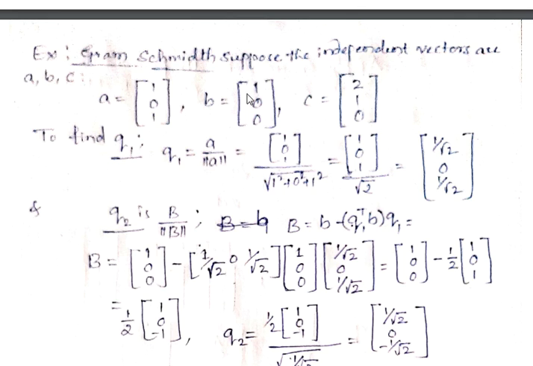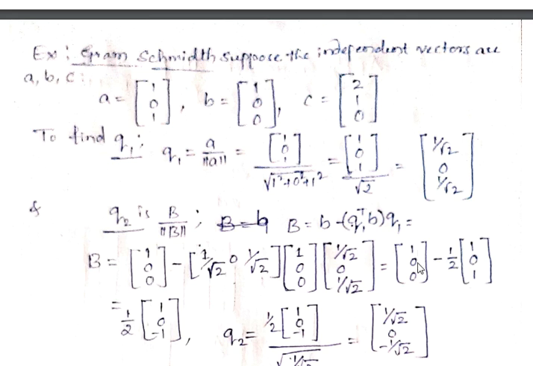So b is given as 100, so let's use this one. b is equal to 100 minus Q1 transpose. As it is a column matrix, we'll write a row matrix, and b is 100, we'll write it. And then Q1 is as it is, 1 by root 2, 0, 1 by root 2. And when we solve this one, we are going to get this.